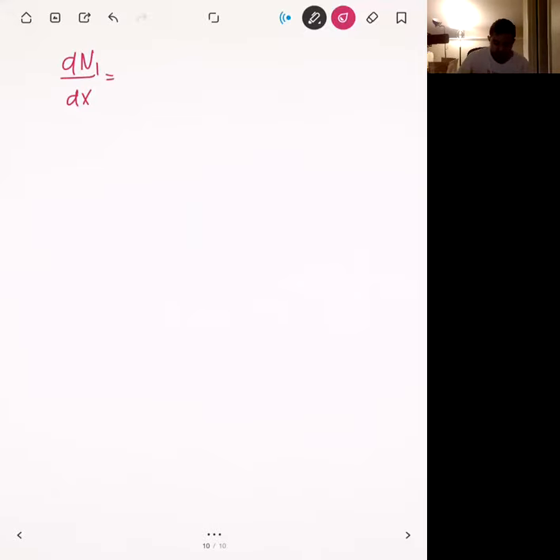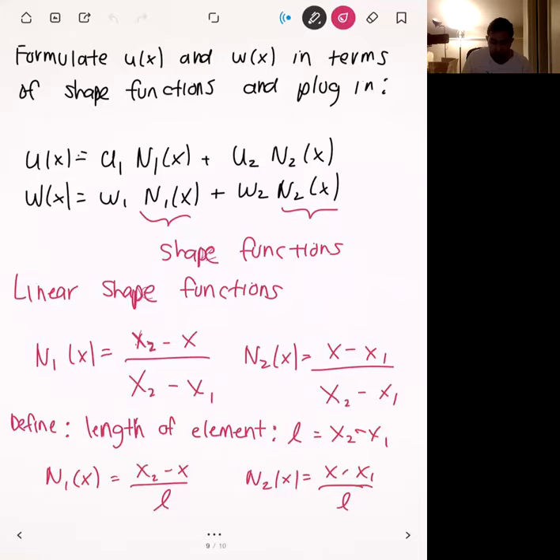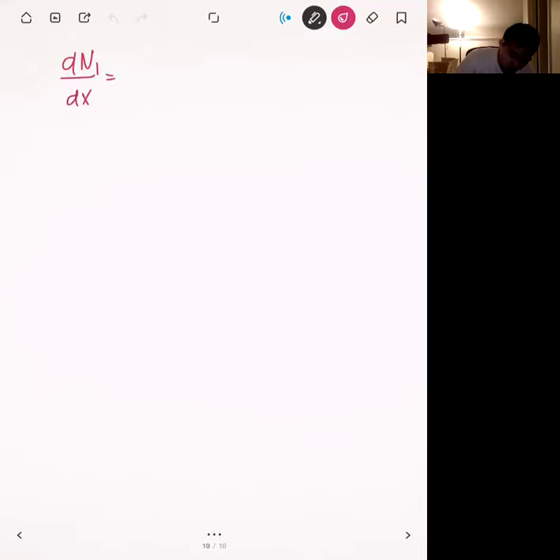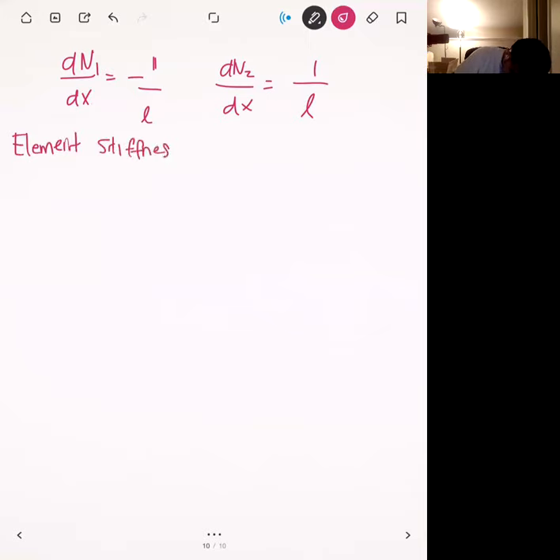And so we take the derivative of this first shape function with respect to x. And so what we get from that is a minus 1 over L. Okay. And we take the derivative of the second shape function with respect to x. And we have just 1 over L. Okay. All right. And so with these, now that we have the shape functions here, we are ready to write out the forms for the element stiffness matrix and element forcing vector. Okay, so let's start with the element stiffness matrix.